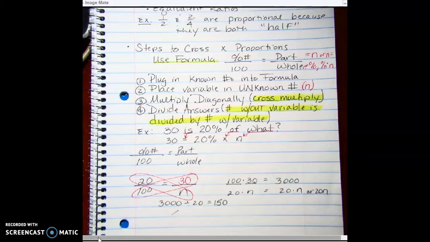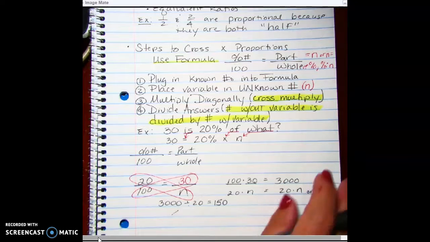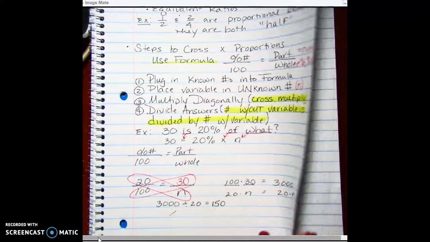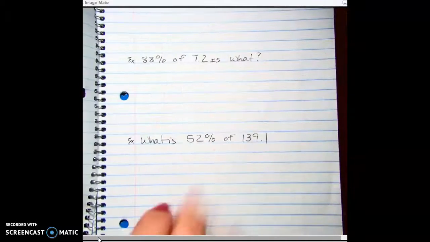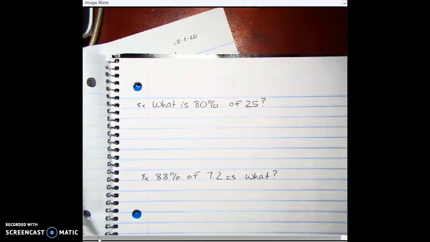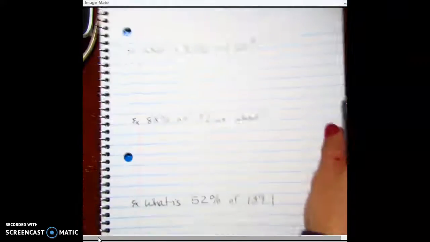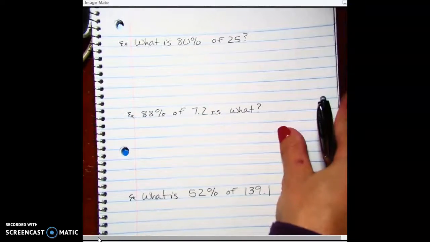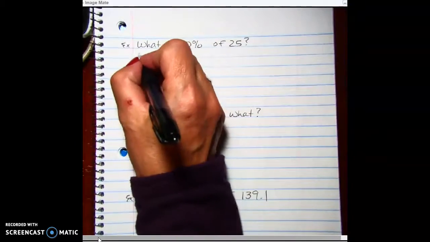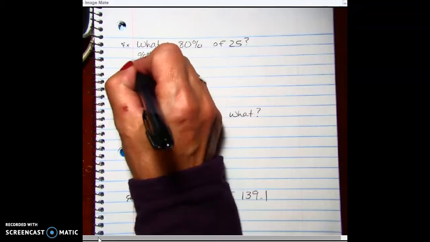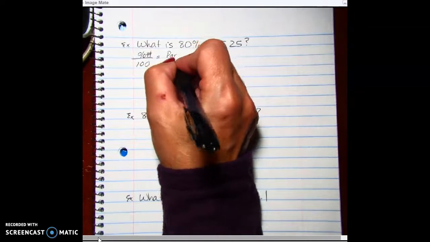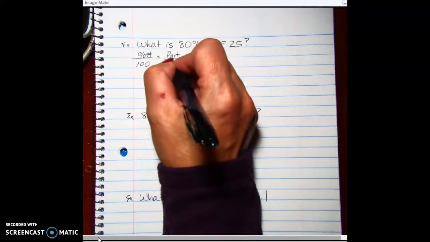So we're going to work this out a couple different times just so we can remember what to do. I'm going to turn my page, and I have some examples here. Because this is new and I'm getting used to using my formula, I'm going to always write down my formula until I know what I need to do. I have a part and I have a whole.